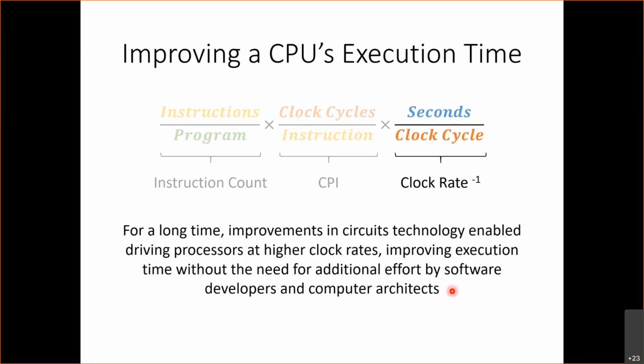And because this improvement in clock rate gave us better performance without us having to change our software or our architecture, this trend was called the free lunch. It was free lunch because programmers and computer architects got better performance for free. By improving the clock rate, I mean reducing the number of seconds per clock cycle. In other words, increasing the frequency of the clock in the processor.